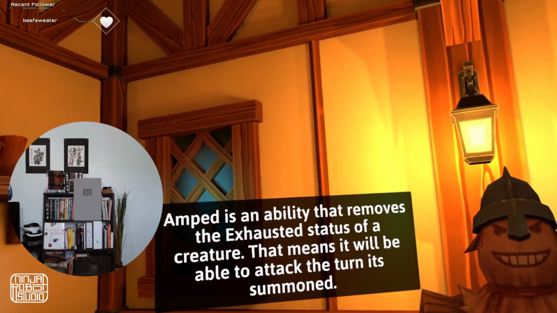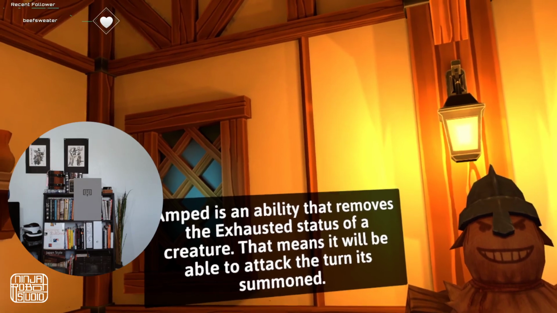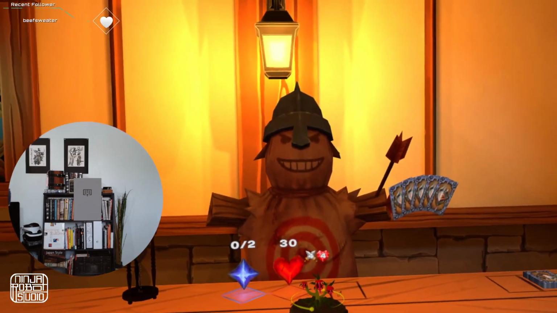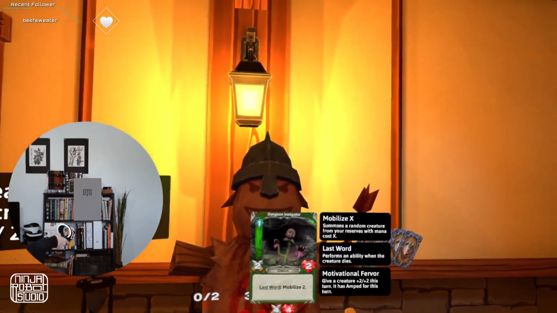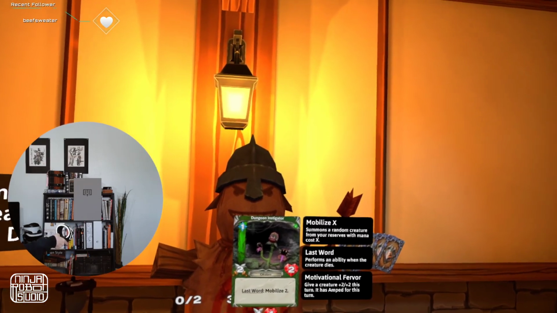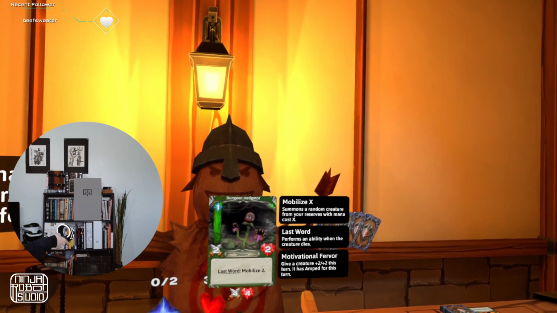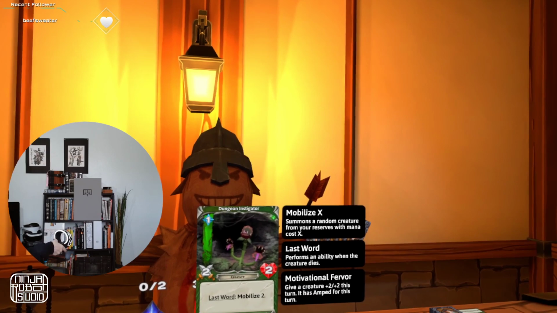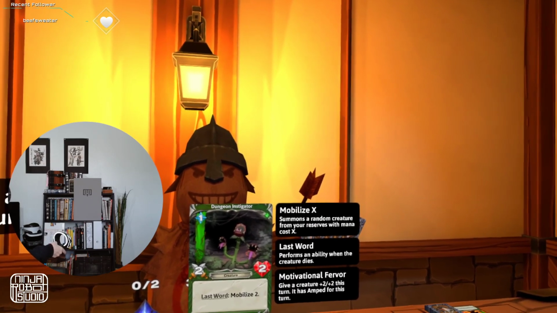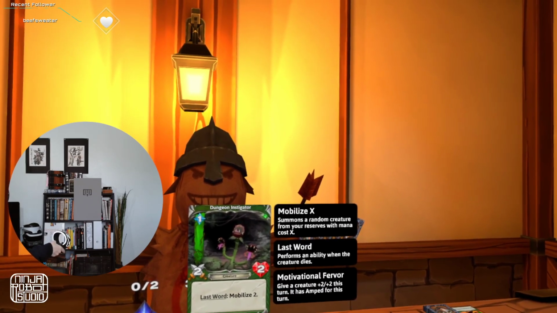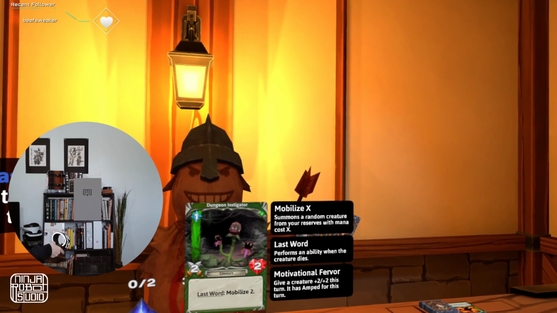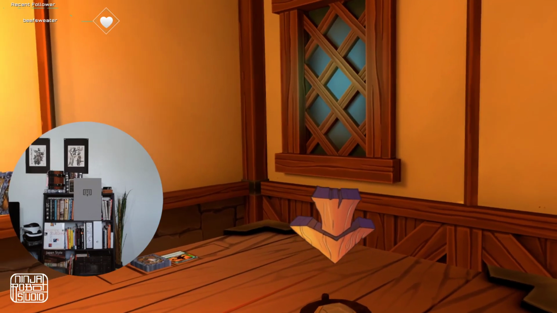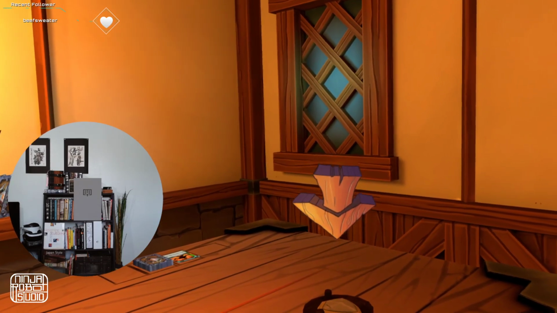Amped is the ability that removes the exhausted status of a creature. That means it will be able to attack the turn it's summoned. The +2/+2 means that the spell increases the creature's stats by 2 attack and 2 defense. Mulligan has declared an attack and ended his turn. Notice how the hourglass is now on your side again, but it has a shield icon on top. The shield icon signifies that this is your turn to block.